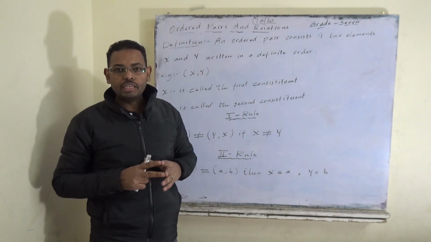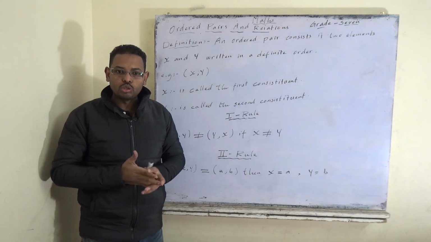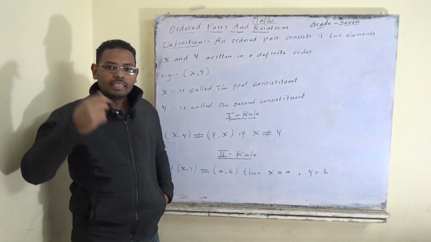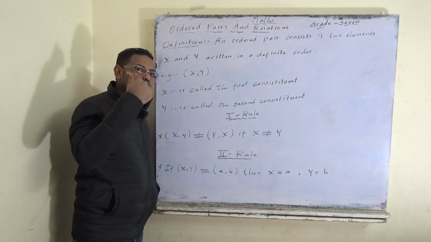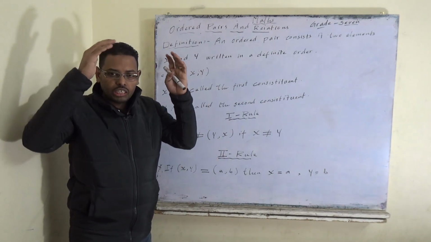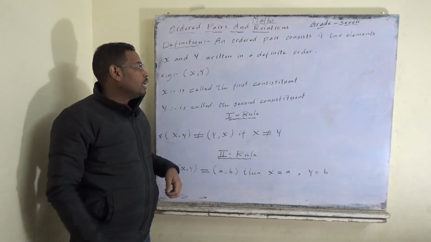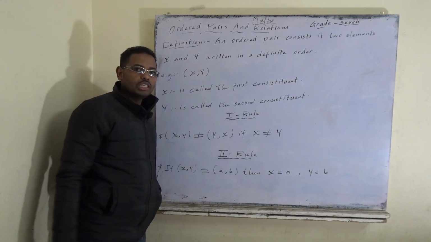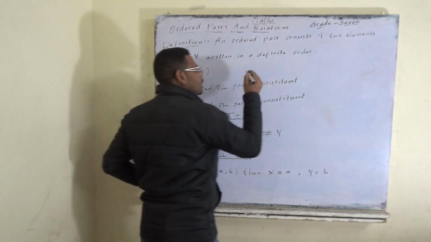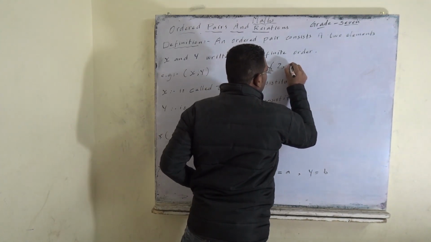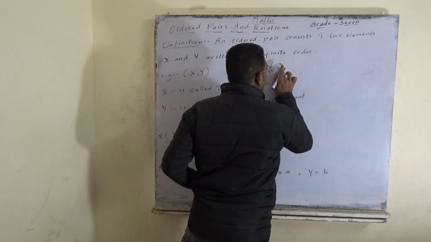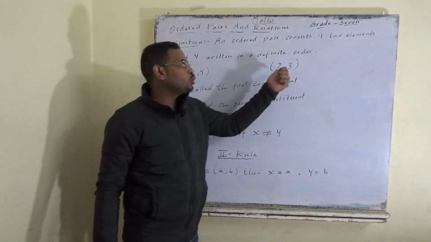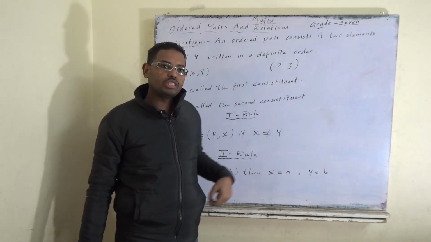Let's say it again. In order to say any pair is an ordered pair, first of all, they should be two numbers, not more or less than that. The second case, they should be within a bracket. The third case, these two numbers should be separated with a comma. Let's say, for example, 2 and 3. Are they an ordered pair? They are not. Why? Because they are not separated with a comma.